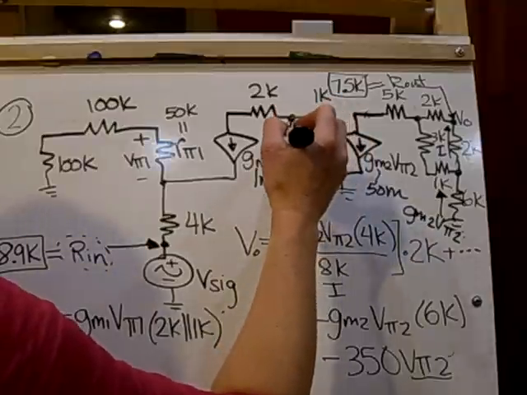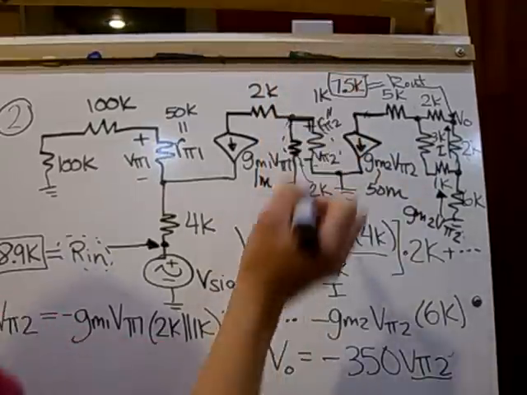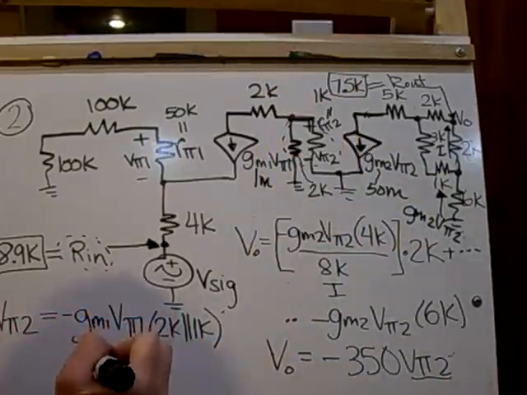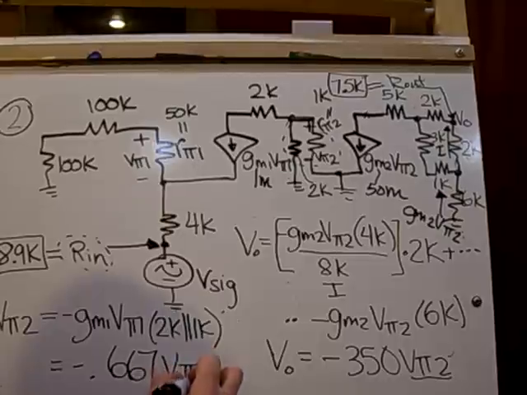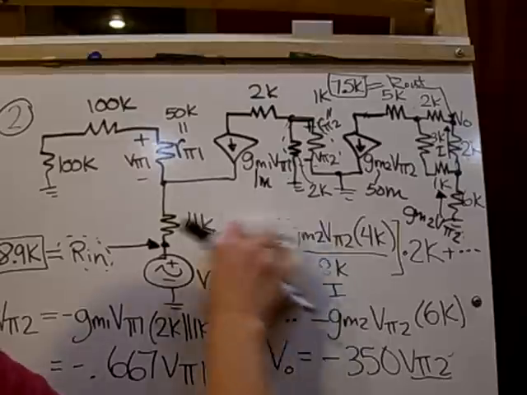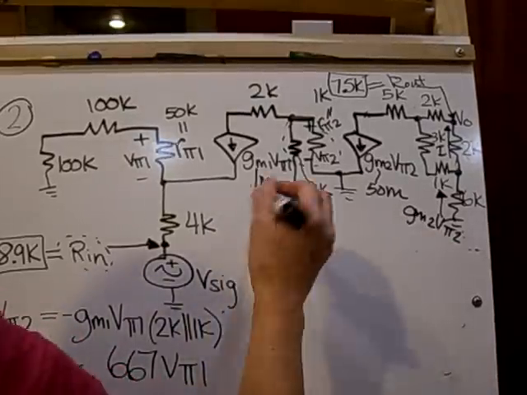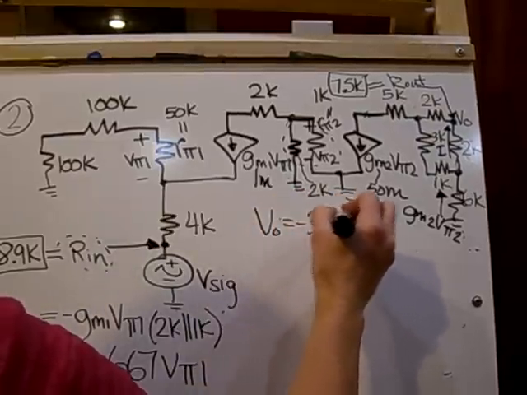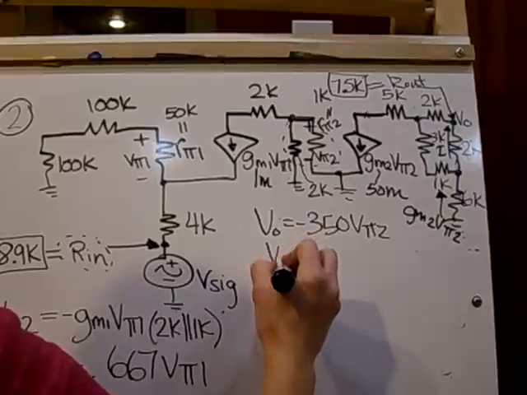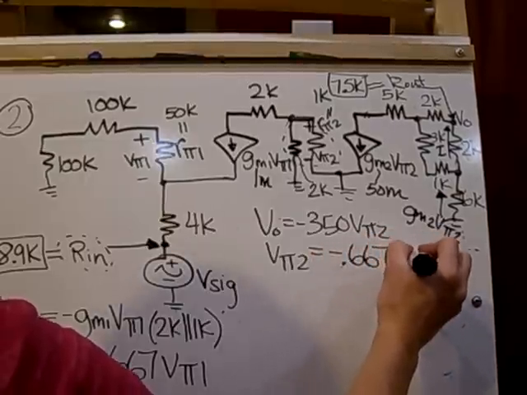So combining these two into one, I can find the voltage at this node, or I can use a current divider and then multiply it to get the same equation. So this ends up being a minus 0.667 V pi 1. So I have VO is equal to a minus 350 V pi 2, and V pi 2 is equal to a minus 0.667 V pi 1.